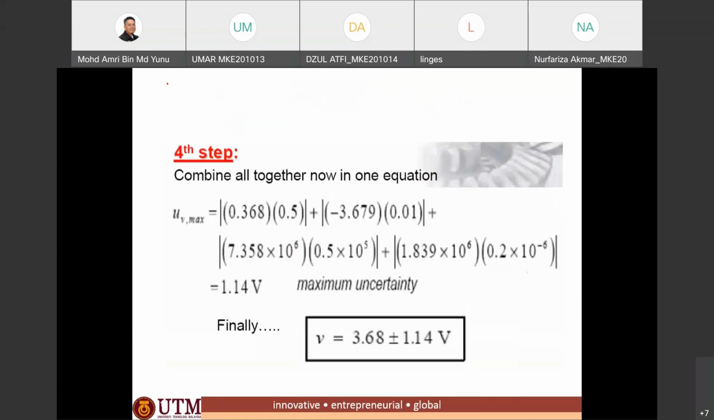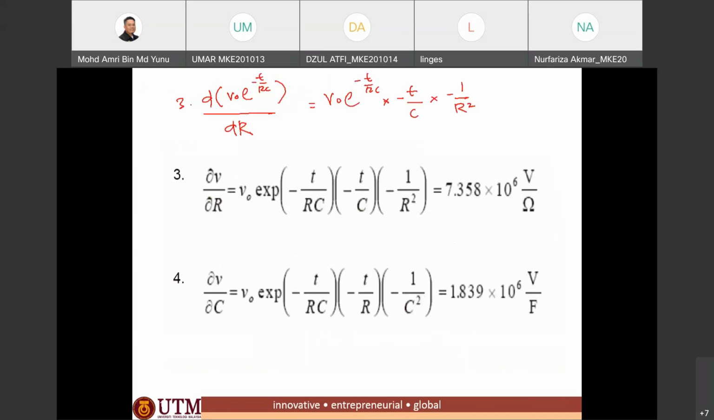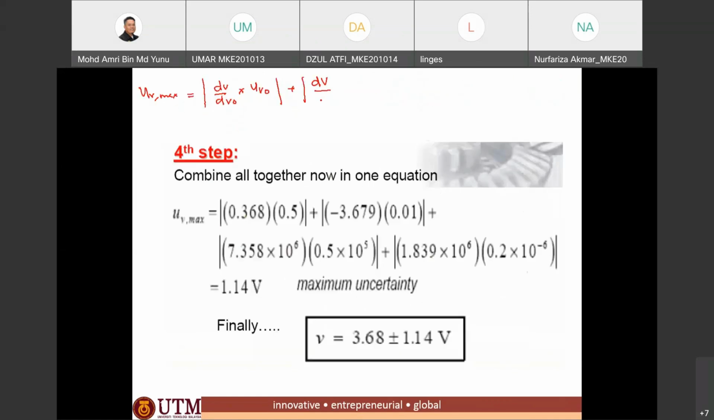Okay, so to find the maximum uncertainty, basically the absolute value of dV over dVout multiplied with this uVo, the uncertainty, plus dV over dt multiplied with the uncertainty of t, plus dV over dR multiplied with the uncertainty of R, plus the result of dV over dC multiplied with the uncertainty of C.